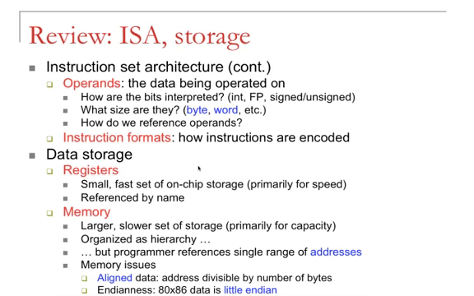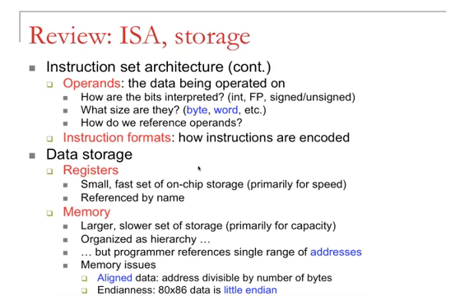Given the multiplication example, we know MUL is for unsigned numbers and IMUL is for signed numbers. That's the agreement between the microprocessor and the programmers on how a number should be interpreted. Also, we need to know the size of the data, whether it's a byte, word, or double word. And we need to know how we reference the operands, or where these operands are stored.